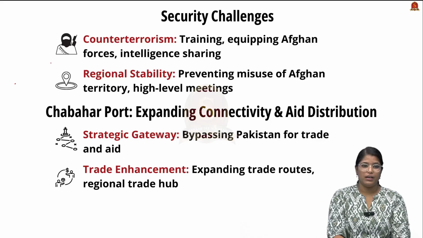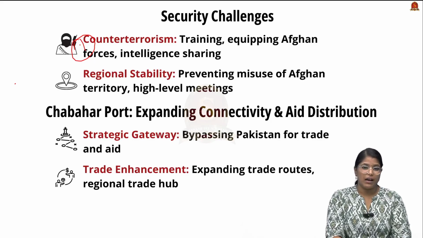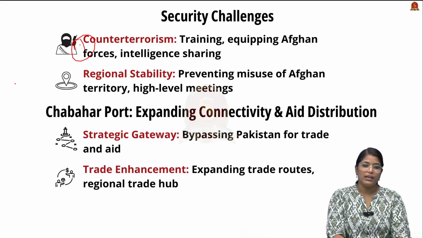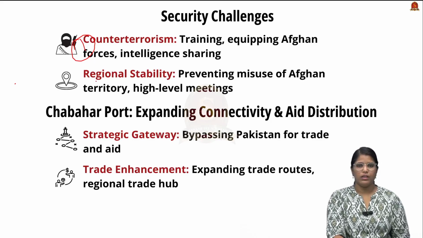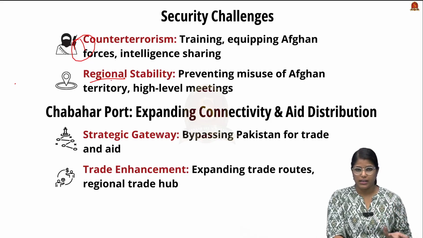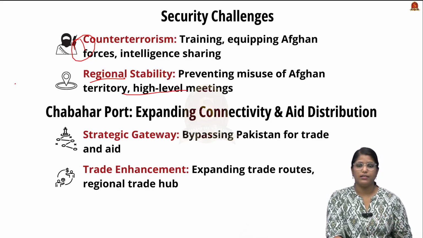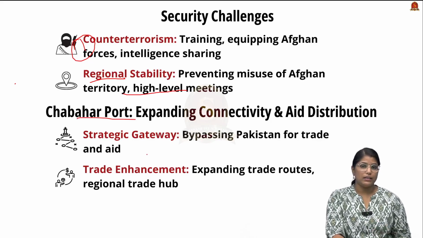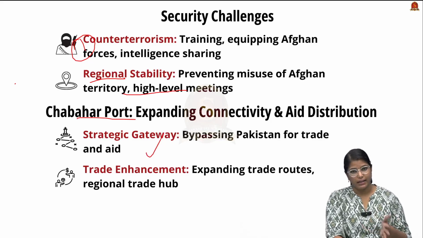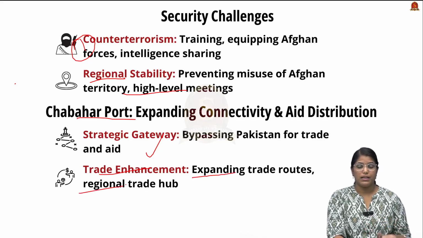The first important issue is the counter-terrorism measures. So India has been training the Afghan forces and equipping the Afghan forces, and even we have intelligence sharing. However, counter-terrorism is actually an area of concern where we have to cooperate even more. And the second most concerning challenge is the regional instability. We have already conducted a lot of high level meetings to ensure that the Afghan territory is not misused. And talking about the Chabahar port, as I said earlier, it bypasses Pakistan for trade and aid, as well as it provides for trade enhancement, and it expands trade route as well as regional trade hub.